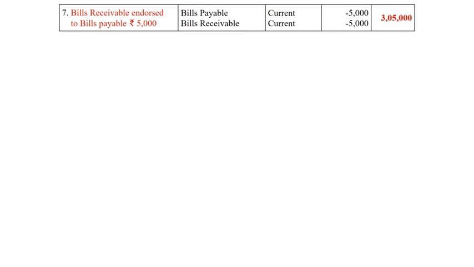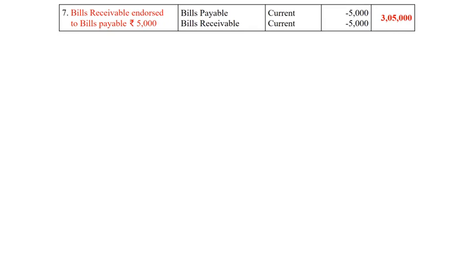So bills payable is getting down, bills receivable is also getting down. Bills receivable is decreasing, bills payable is also decreasing. Bills payable is part of current liabilities, bills receivable is part of current assets, where current assets are decreasing by 5,000 and current liabilities are also decreasing by 5,000. Therefore there is no change in working capital. 3,05,000 remains the same.